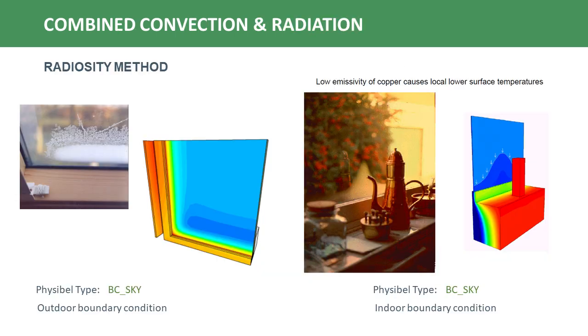The example on the left shows the use of BC-sky to model the undercooling and condensation caused by the outer side of a skylight during clear sky night conditions. BC-sky is not just used for exterior boundary conditions. In this example towards the right, we place a coffee pot with a low-E surface near the window and see the reduced heat transfer towards the window. Here we input the indoor boundary condition as BC-sky to perform a detailed radiosity analysis.